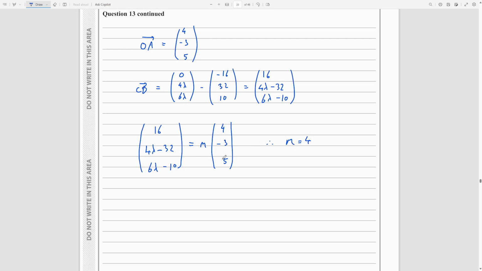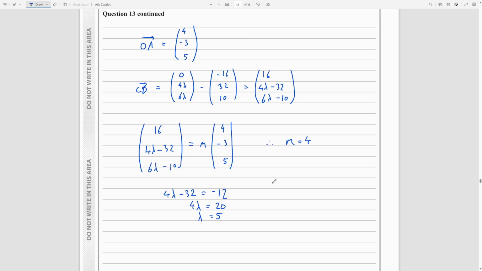Okay, let's just check that these other ones check out. What we'll then have is that 4 lambda minus 32 equals 4 times negative 3s. Well, what would that imply? That would imply that 4 lambda is negative 12 plus 32, which is 20. It would imply that lambda is 5.